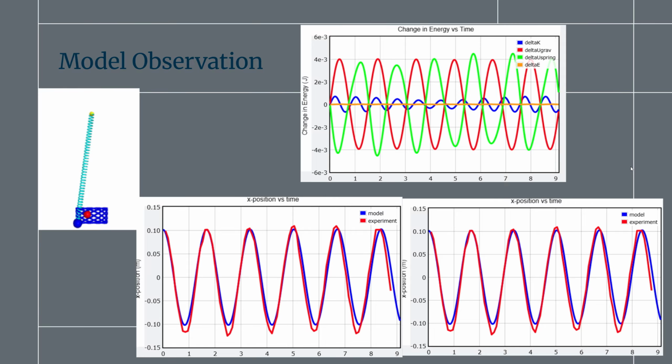Now, model observation. Here we have the actual projection of the model itself, as well as 3 graphs showing the X position versus time, as well as the Y position versus time on the right. On top, we see a graph showing every single component of the energy, with delta E equals 0.